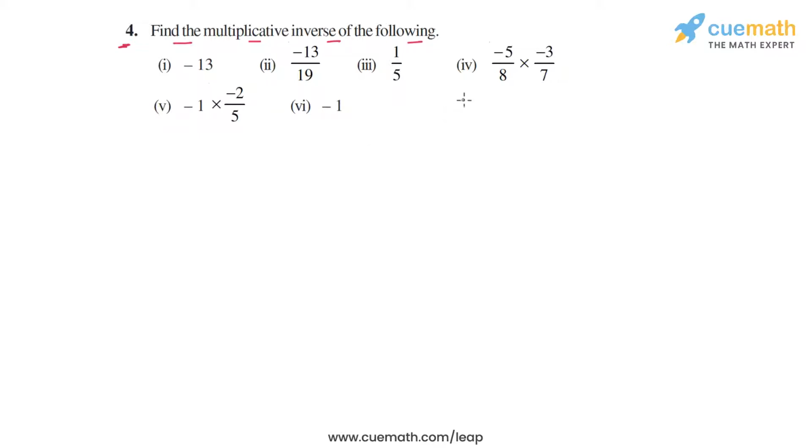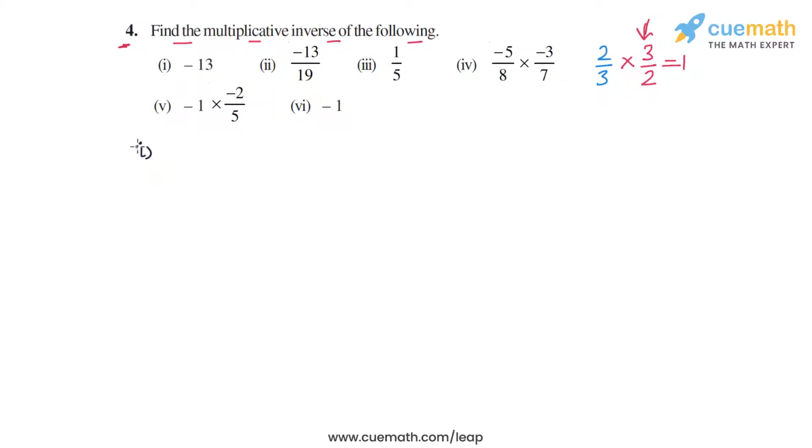For example, if you take the rational number 2 by 3, what number can you multiply 2 by 3 with so that you get 1? Well, you can multiply this with 3 by 2 and that will give you 1. So 3 by 2 is the multiplicative inverse, also called the reciprocal of 2 by 3. So essentially what we have to do in this question is find the reciprocal of each of the given rational numbers.